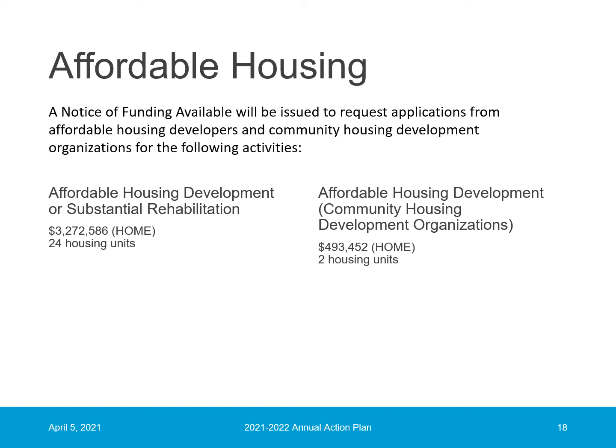$3,272,586 of HOME program funds are proposed to be used for affordable housing development or substantial rehabilitation, and $493,452 of HOME funds are proposed for affordable housing development by community housing development organizations specifically. The City of Fresno will request applications from developers for funding to develop units affordable to low and moderate income persons that meet the guidelines of the HOME program.